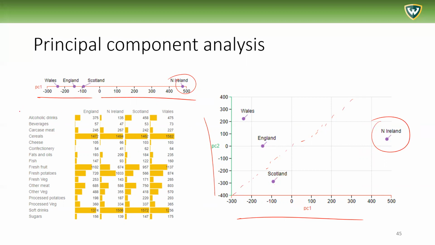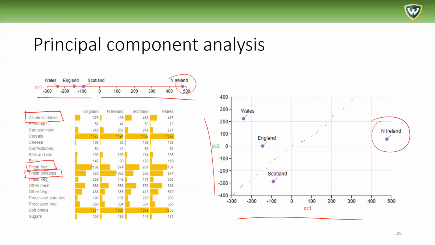Well, in one way, you can see the alcoholic drink, as we said before, is pretty different in Northern Ireland compared to the other 3. The other 3 are much more together. But also, you can see fresh fruit is also very much different in Northern Ireland compared to the other 3. So the other 3 are around 1,000, and this one in Northern Ireland is around 67, and also fresh potatoes too. So all these three variables really show that Northern Ireland is pretty different than the other three, and maybe all the other variables.